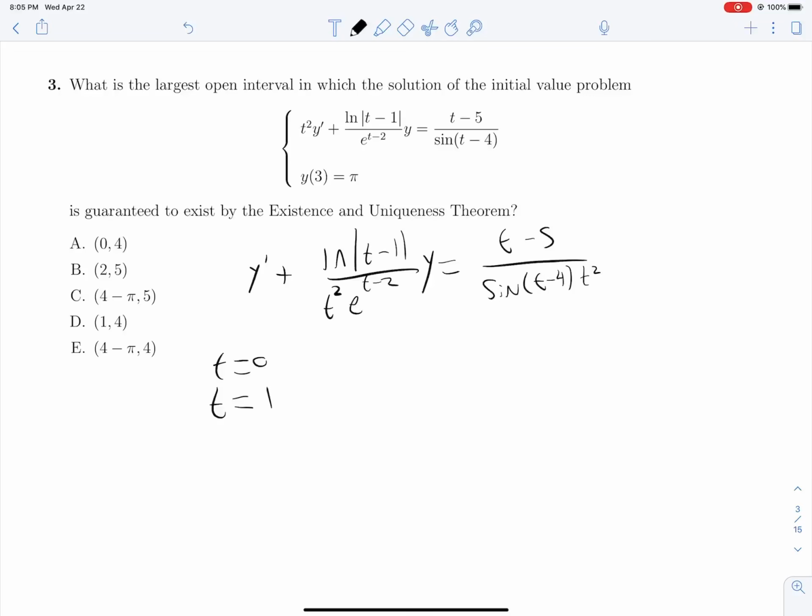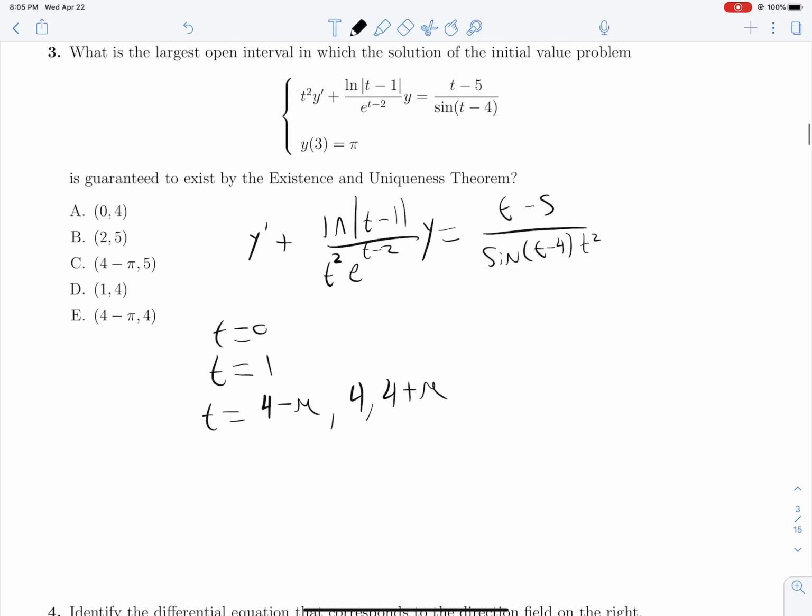So that's no good. And additionally, whenever this sine component here evaluates to 0, we have issues. That will happen for t equal to 4 minus pi, 4, and 4 plus pi. Because if we have 4 anywhere in there, we subtract 4 from it and get 0, and then the sine of 0, the sine of pi, and the sine of 2 pi are all 0. So those are the ones to think about.